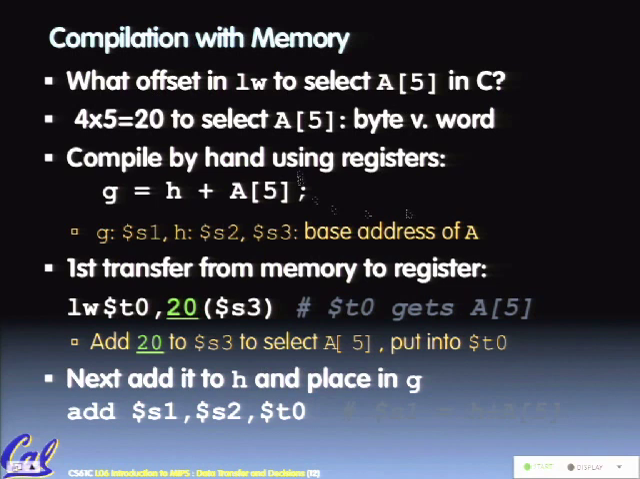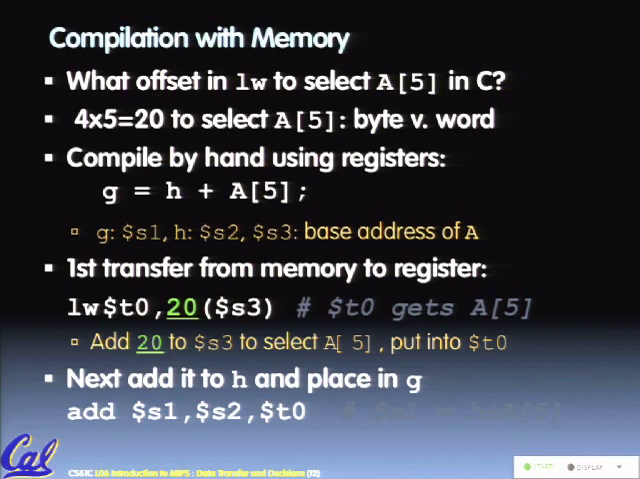T0 gets A[5]. I get it now. I don't have to say, oh, a load word, what's the order, what's the offset, right? No. T0 gets A[5]. It kind of makes sense, right? And then I've got to obviously add that to H to put it into G. And that's the bottom line, which is add. Okay, questions about this? Not too hard. Just an example of an application of the slide we saw before.